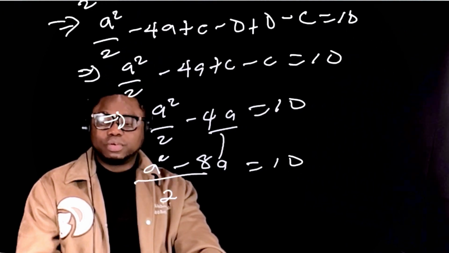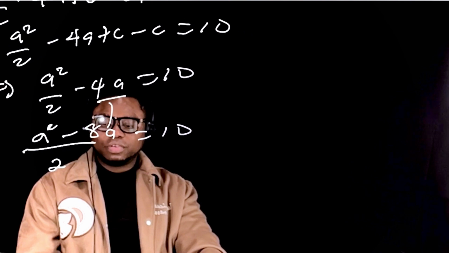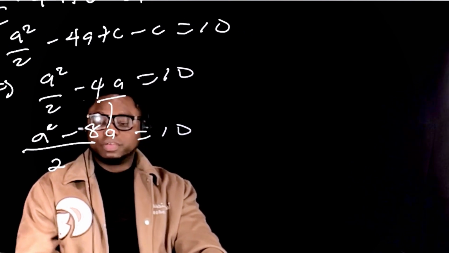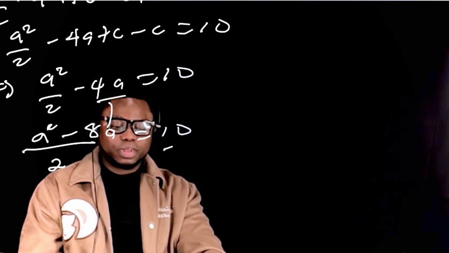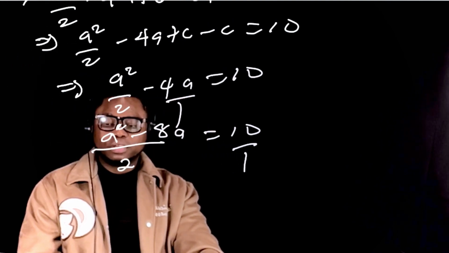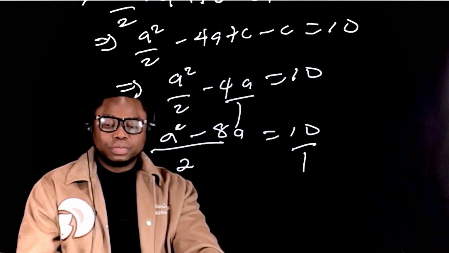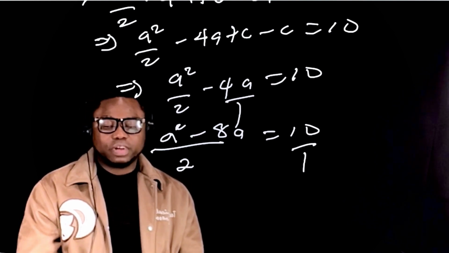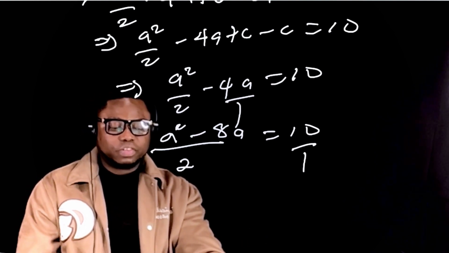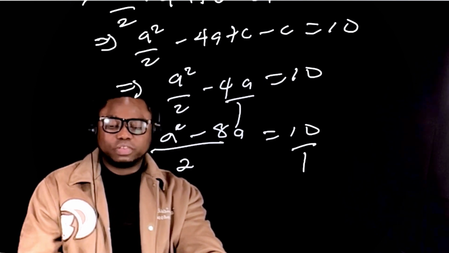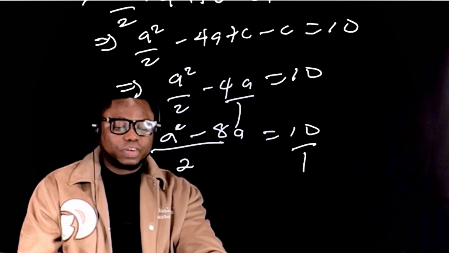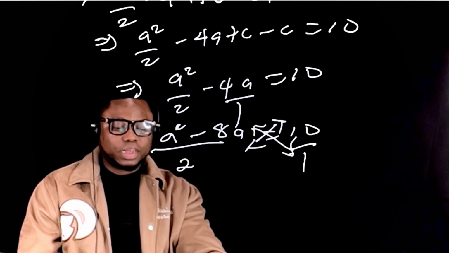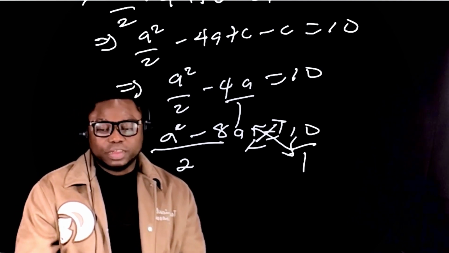Okay, so once I have this, to simplify further, I'm going to cross multiply. I'll make this over 1, 2, because a squared minus 8a divided by 2 is an algebraic fraction. What I mean by cross multiplication is because there is an equal sign here, and I have two fractions. So in this case, 10 is going to multiply 2, while 1 is going to multiply a squared minus 8a.